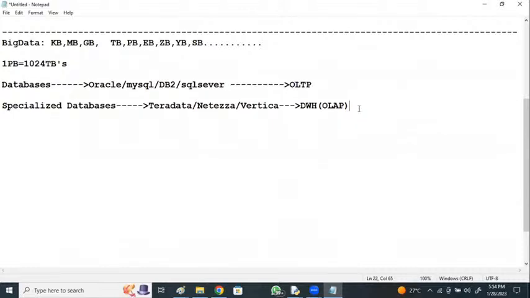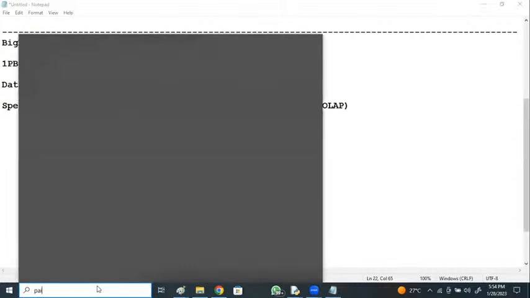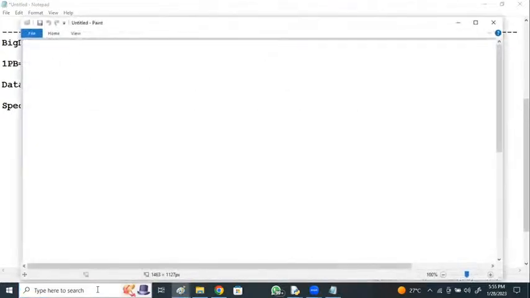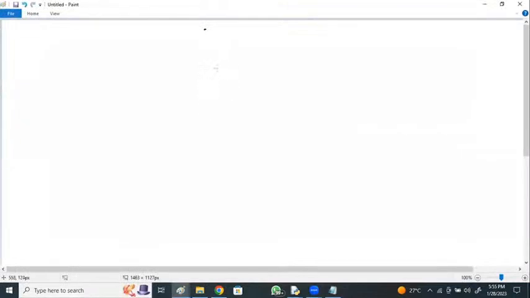Later, I'll come back to this: what are the Hadoop and Spark services? But before that, let's talk about how this data is getting generated: data generation, data sources and data types. For example, this is your data available.